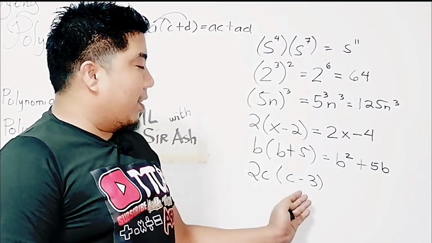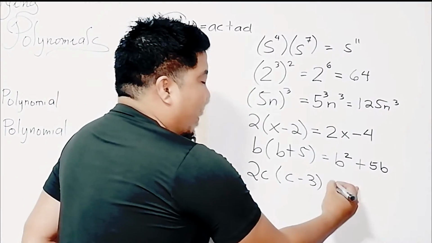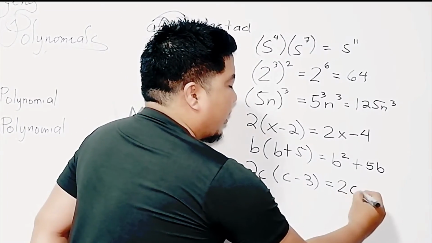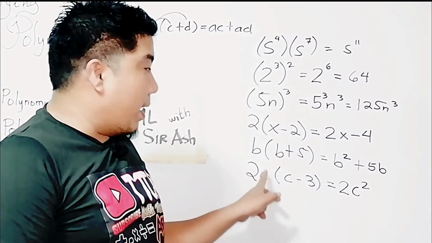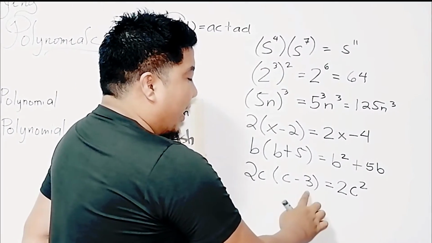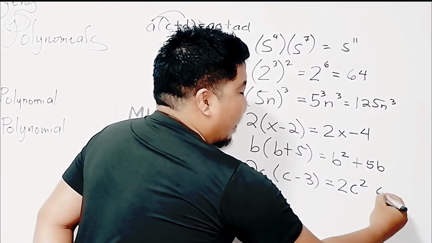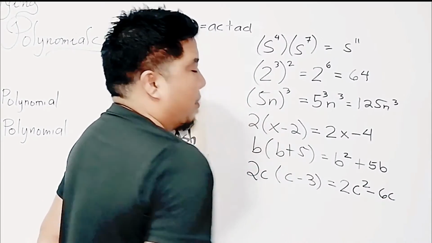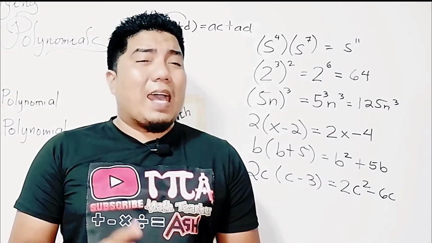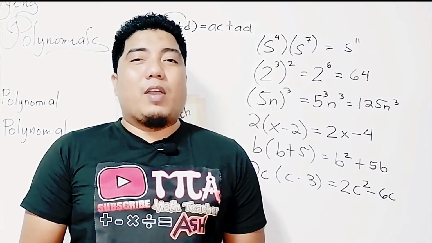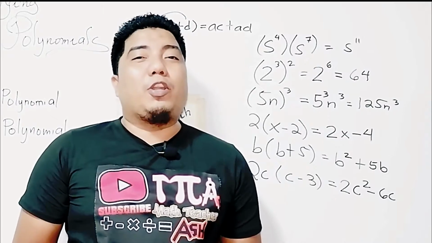2c times the quantity c minus 3. So, by applying, we have 2c times c. That will give us 2c squared. Same concept as our second to the last example. 2c times negative 3, that will give you 6c. But the sign is minus. So that is how you can apply multiplying polynomials if you have a monomial multiplied to a polynomial.